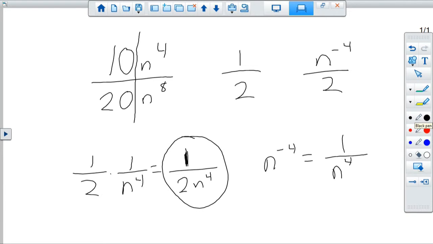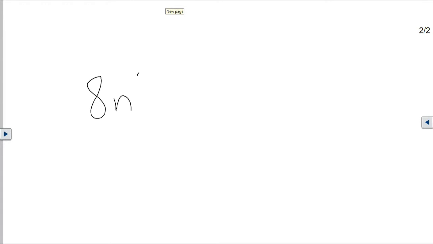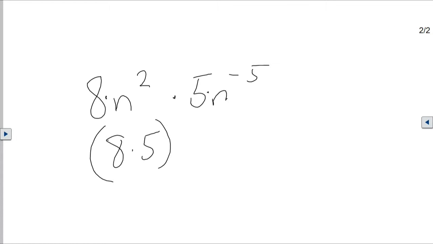All right, let's look at one more example. This one will deal with multiplication: 8n squared times 5n to the negative 5th. Now we know multiplication is commutative. We can change the order around. I've got 8, remember that means times n squared, times 5, times n to the negative 5th. So I'm going to regroup my coefficients together. This could be mental math. You don't necessarily need to write this step out, but this is the thought process you go through. And then I'd group together my variables.